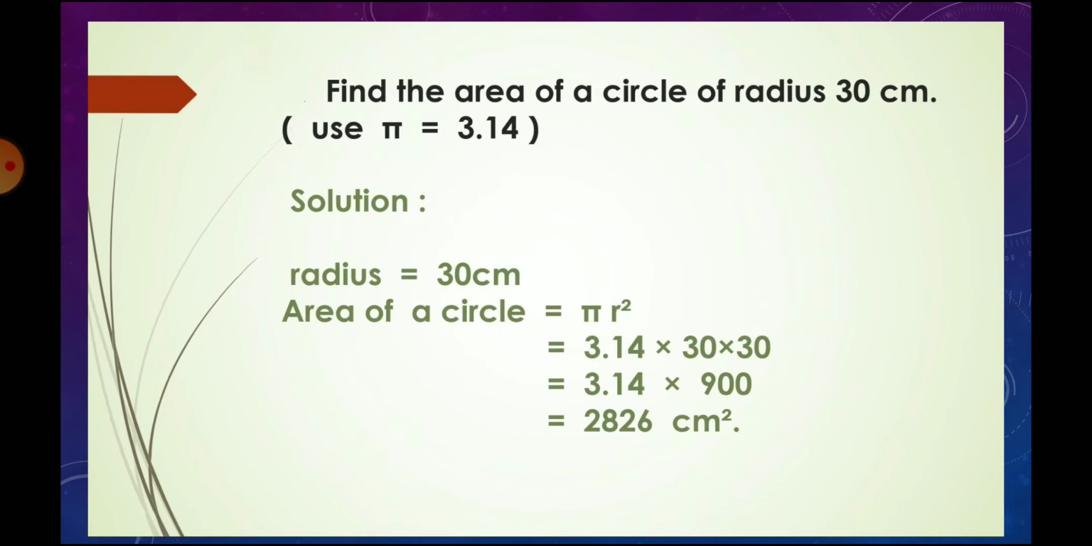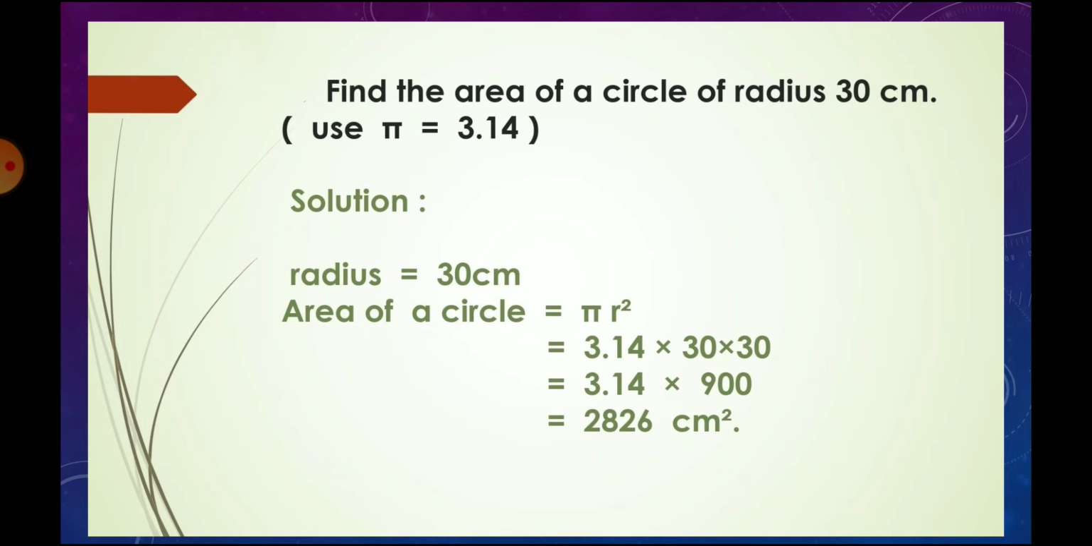Okay, so see, find the area of a circle of radius 30 centimeter. Here we should use the value of pi as 3.14. The pi value has two types of values. One is 22 by 7 and the other is 3.14. The 3.14 is nothing but if we divide 22 by 7 we can get 3.14. Okay, then see the radius, that is 30 centimeter. The area of this circle is pi r squared.